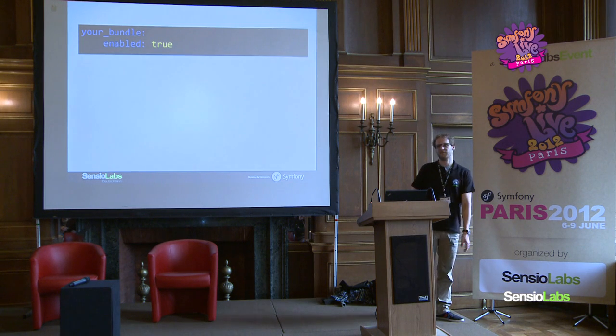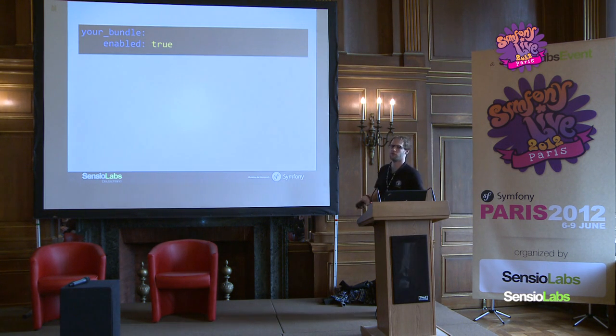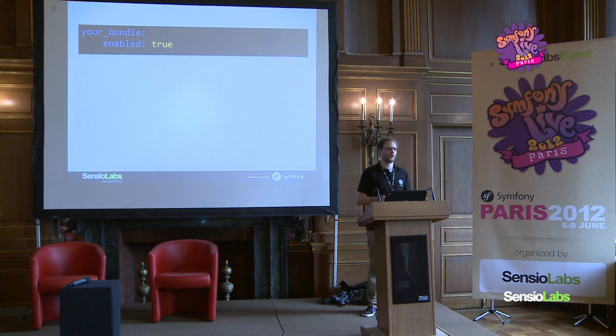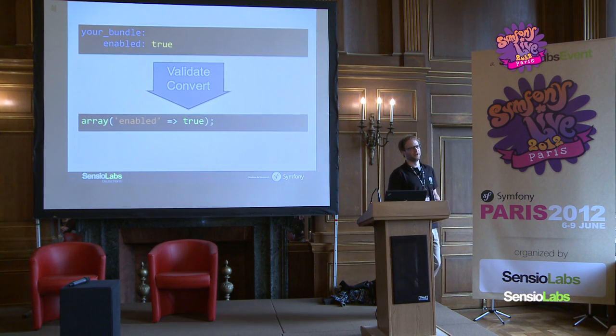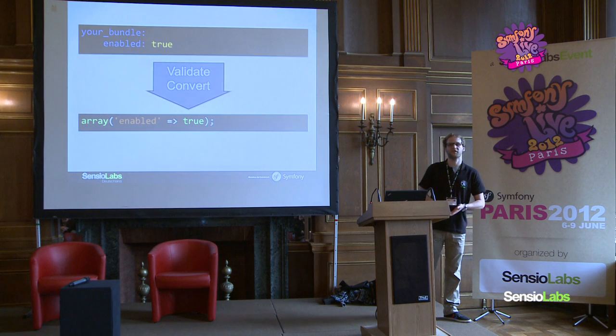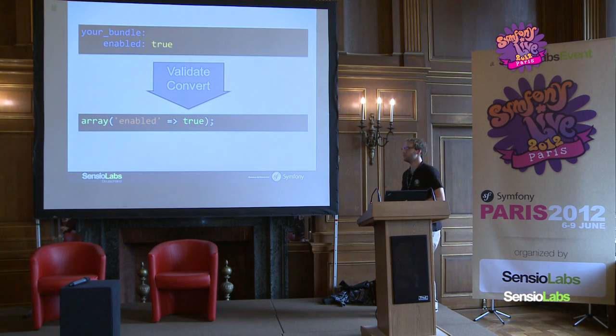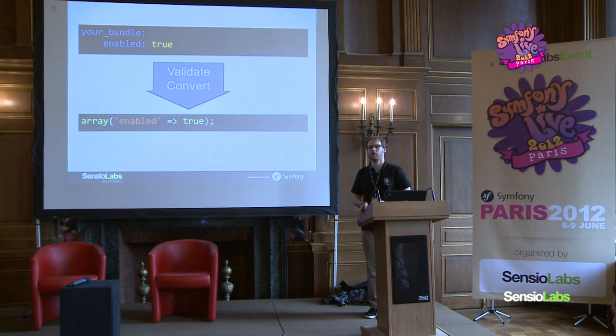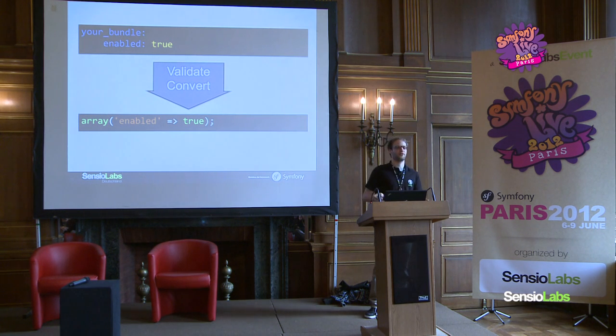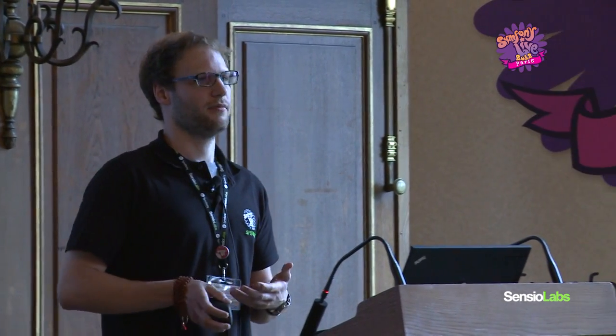So if you break this down, what the config component mainly does is take a YAML file or whatever config format you want, and convert it to an array. And you can use this array afterwards and do whatever you want with it. Configure your services, or if you don't use Symfony, you can use these config options to set some parameters on your objects and stuff like this.